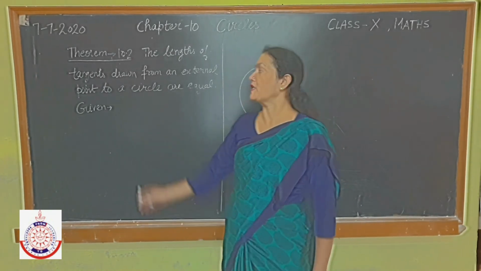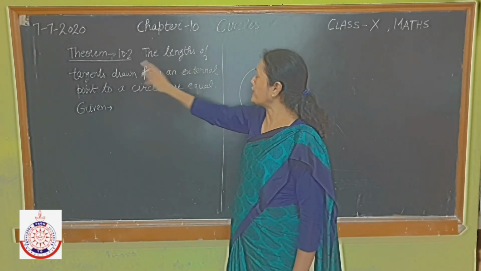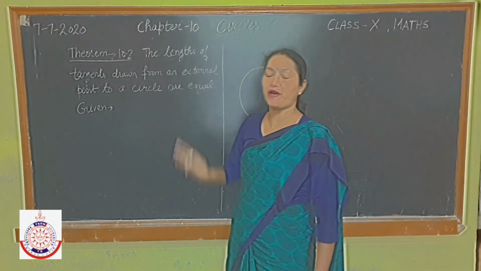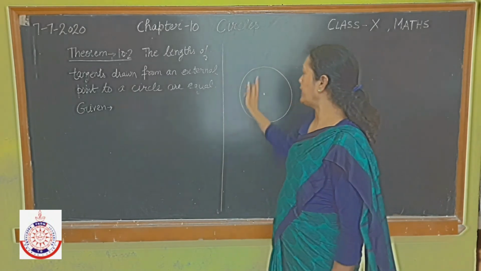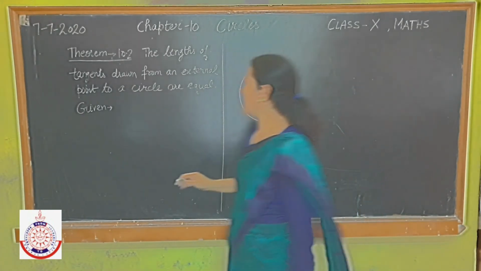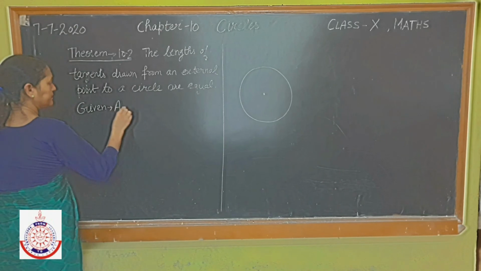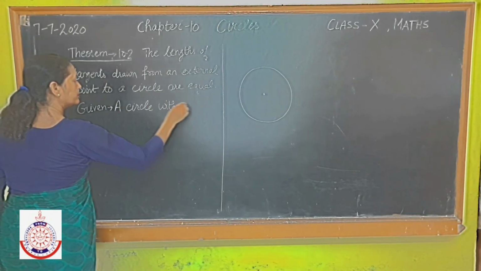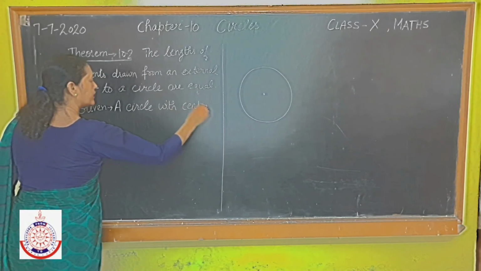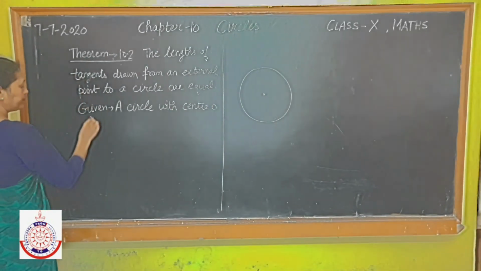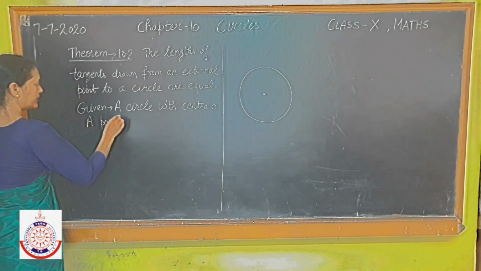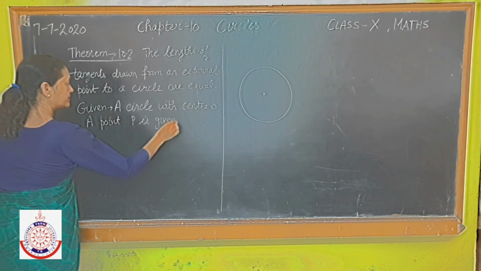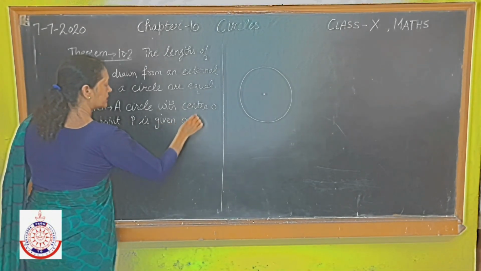Next theorem. In this theorem, the lengths of the tangents drawn from an external point to a circle are equal. This thing we have to prove. So what are we given? We are given a circle with center O. A point P is given outside the circle.